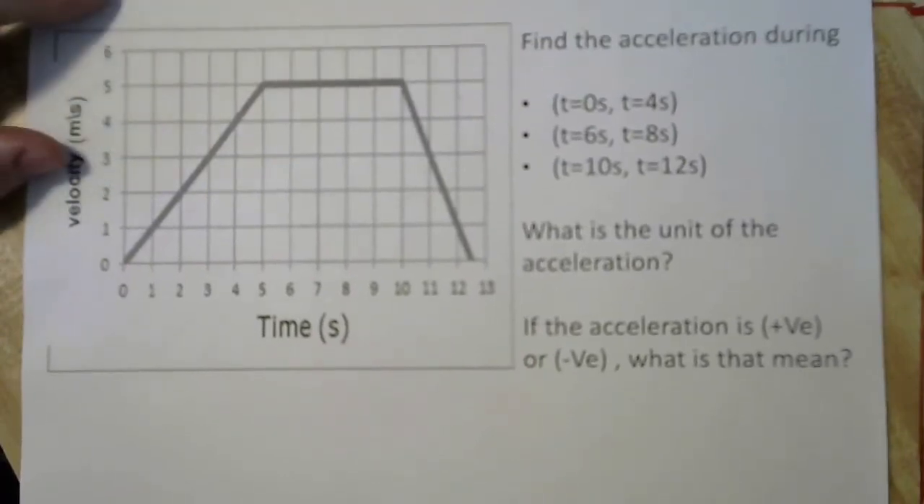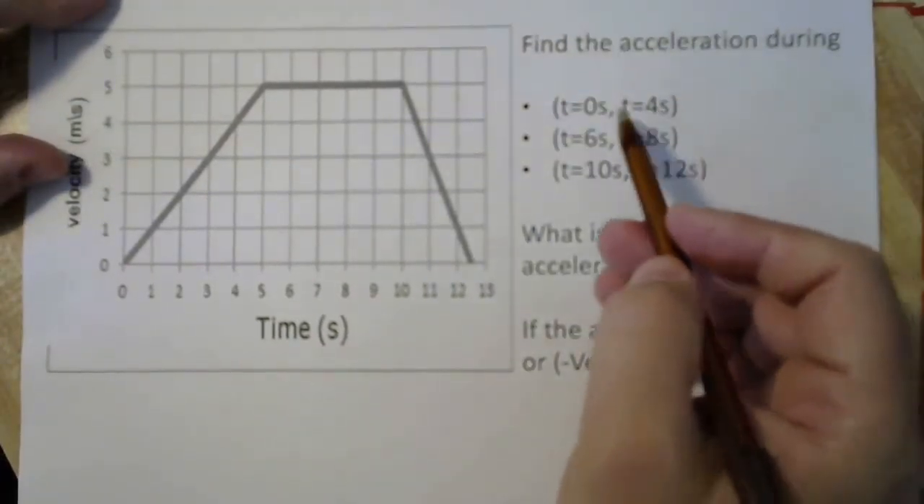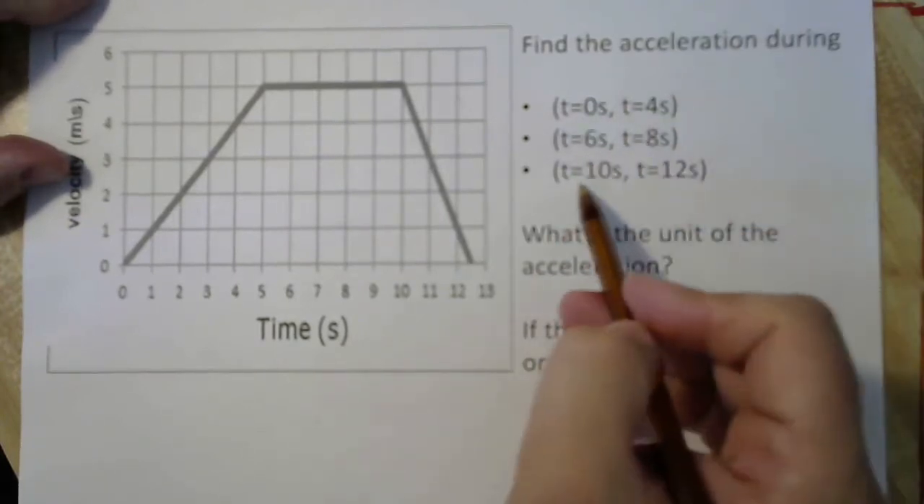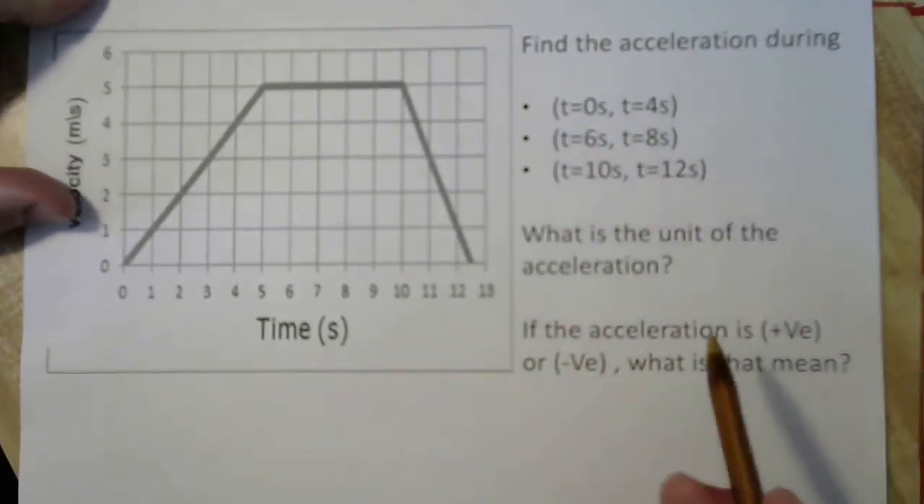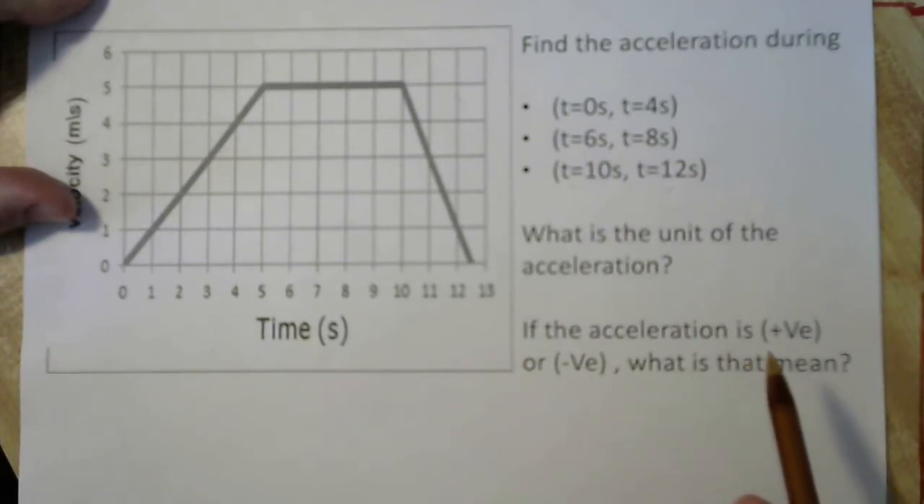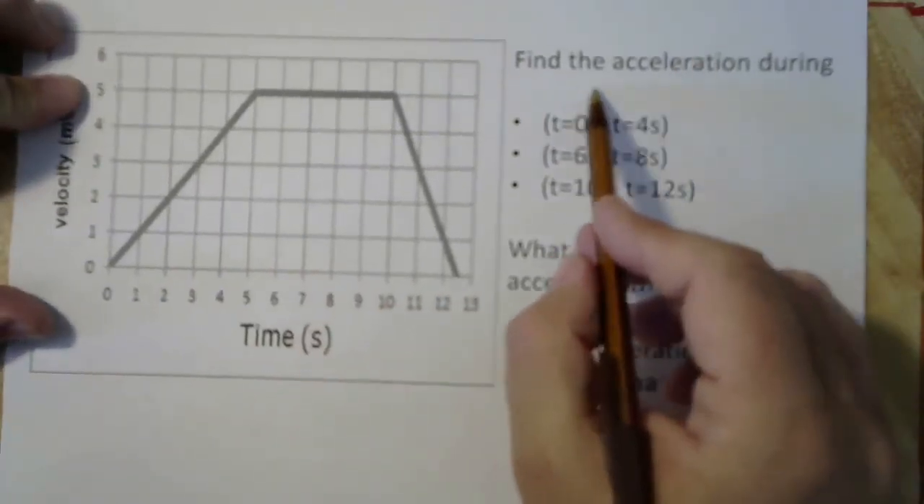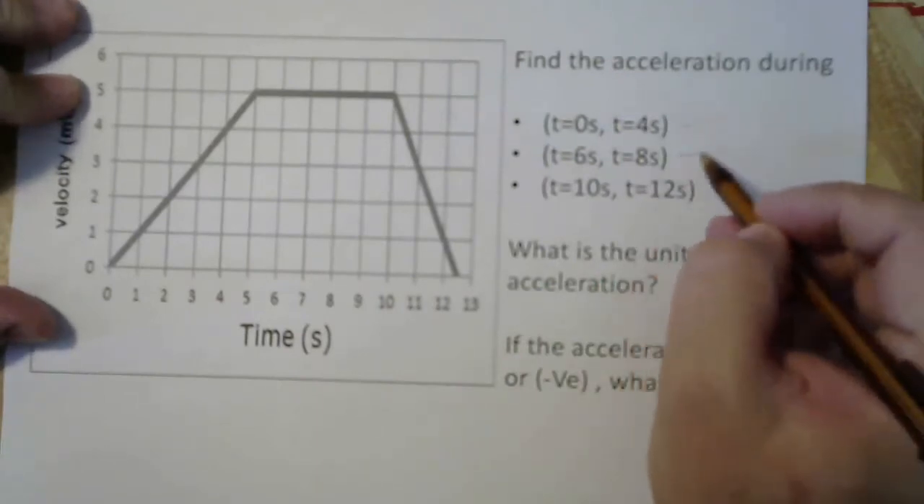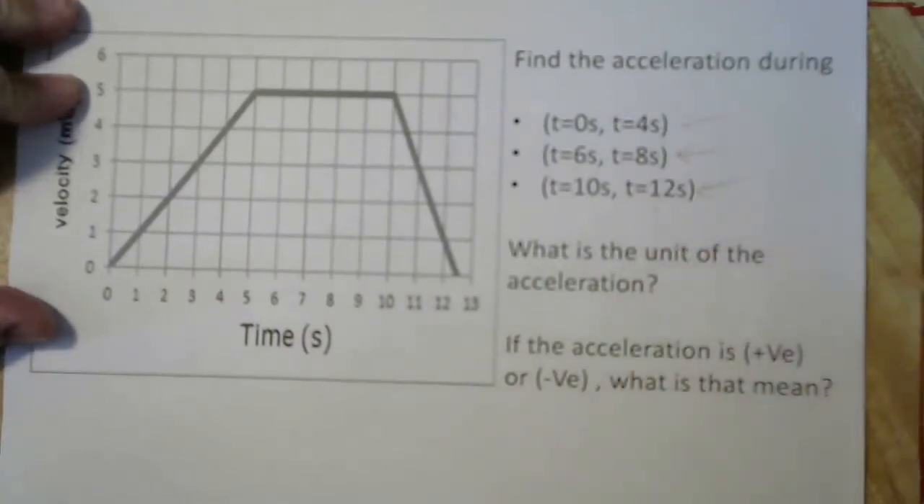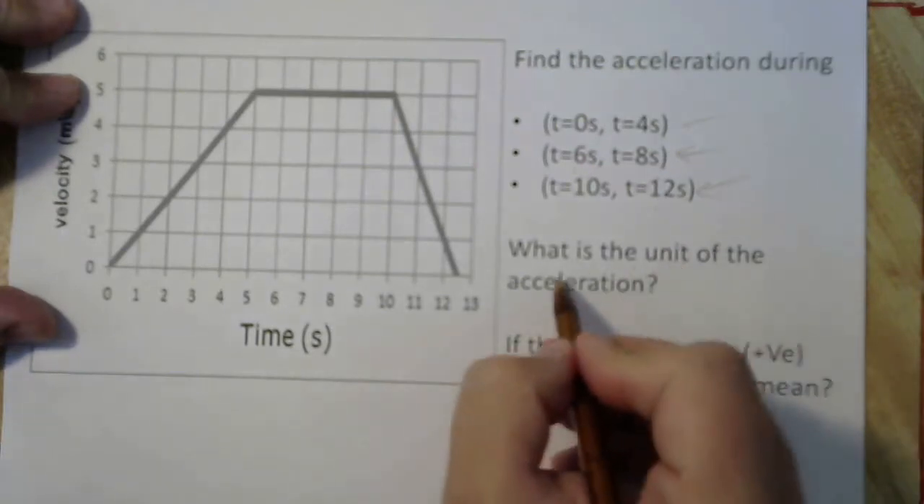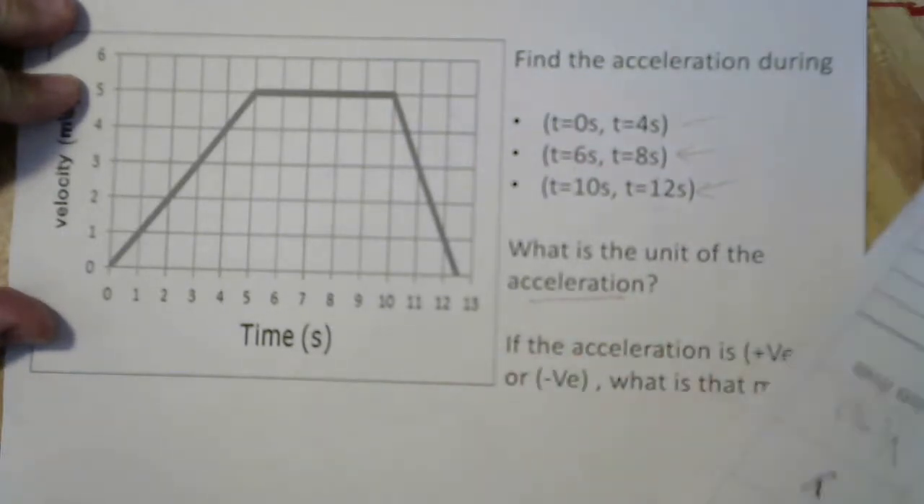Now we need to use the same graph to find the average acceleration between different points. The instantaneous acceleration we will find in another graph. So find the acceleration during these points. You can do that. What is the unit of the acceleration? We found it, which is meter per square second.